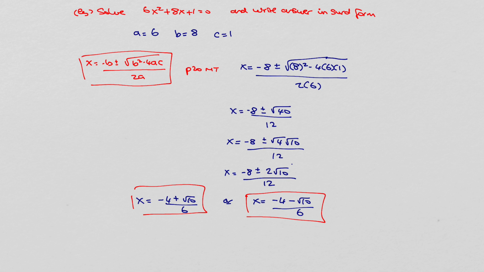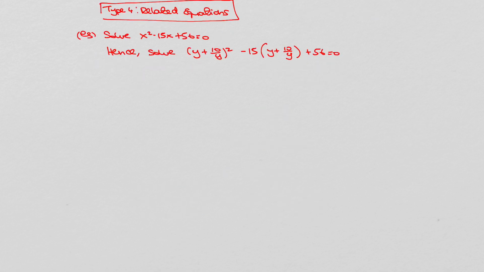Okay, so let's look at type 4 next. So we basically want to take the quadratic first and solve as normal. So we have what multiplies to give us 56 and adds to give us our middle number there, which is minus 15. And if we look at factors of 56, we have 7 times 8. But 7 times 8 gives us 56, but 7 plus 8 gives us plus 15.